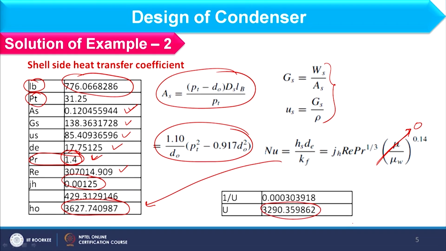So, based on that you can find out overall heat transfer coefficient which is coming out as 3290. So, in this problem you are not known with the dirt factor as well as thermal conductivity of the material. So, you can simply find out 1 by U value based on two terms including Hi as well as Ho. Okay. So, based on that overall heat transfer coefficient is obtained in this example.